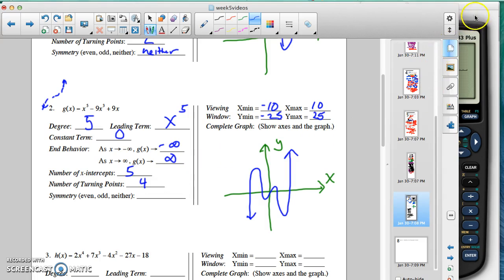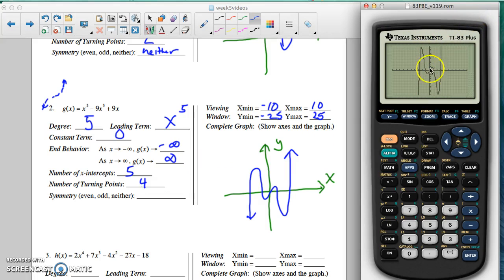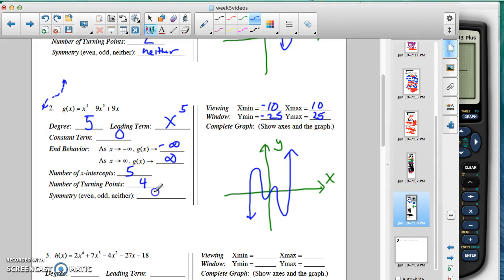And symmetry. So can we fold along the y-axis? So it's not even. Can we rotate here? So we can rotate here. We can rotate 180 degrees, so this is odd. Another way to see odd and even is to look at the powers. This power is 5, 3, and then 1 here. So all the powers are odd, so it's going to be odd.